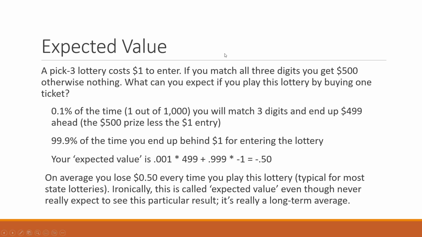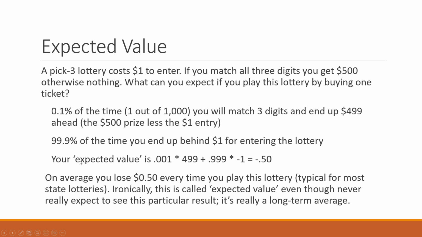You might think of a lottery like a pick three of 10 digits. And maybe the lottery rules are you get $500 if you match all three, and otherwise you get nothing. So, what can you expect? Well, what you can expect most of the time is you're out $1. That's the most often occurring thing. It's the mode and also the median. But 0.1% of the time, 1 out of 1,000, you'll match all three and you'll end up $499 ahead. You get the $500 prize, but you gave them $1 to get in. And 99.9% of the time, you lose $1.